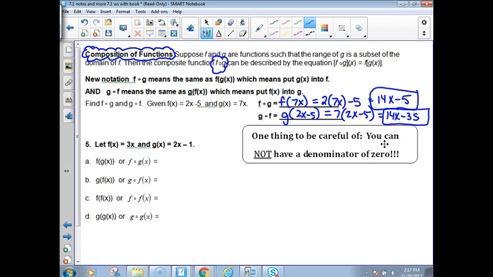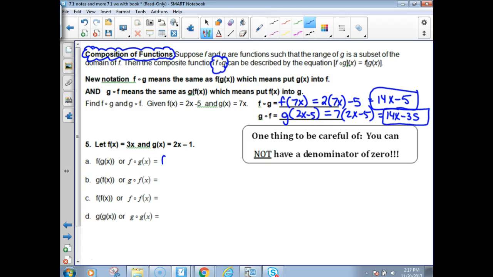All right, one thing to be careful of, you cannot have a denominator of 0. So where's that going to matter? Well, usually when we just stick something on the bottom. Okay, so let's try this one. We're going to do the f of g of x, or the f circle g, f of g of x. That's how that one's read as well.